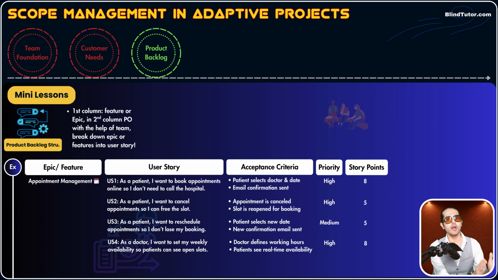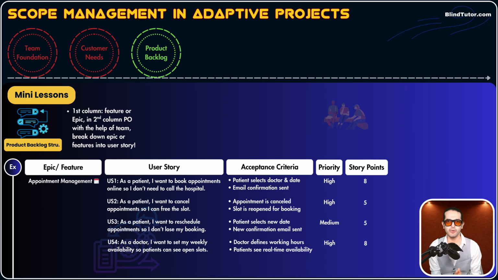Whatever requirement we have from stakeholders, guys, we need to break it down into the smallest size possible, which is called user stories. And user stories need to have what? 2 points. Need to have the same format and have INVEST characteristics. Very important point. So the second column is user story. For our example, we have broken down that appointment management feature or epic into, for example, 4 user stories.